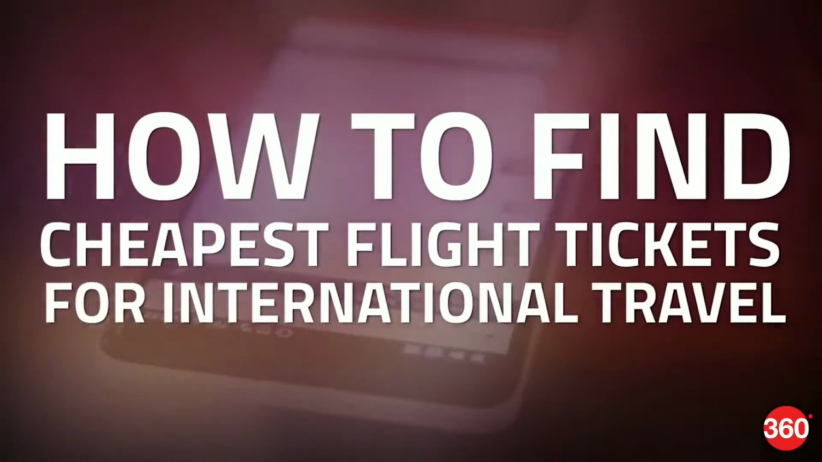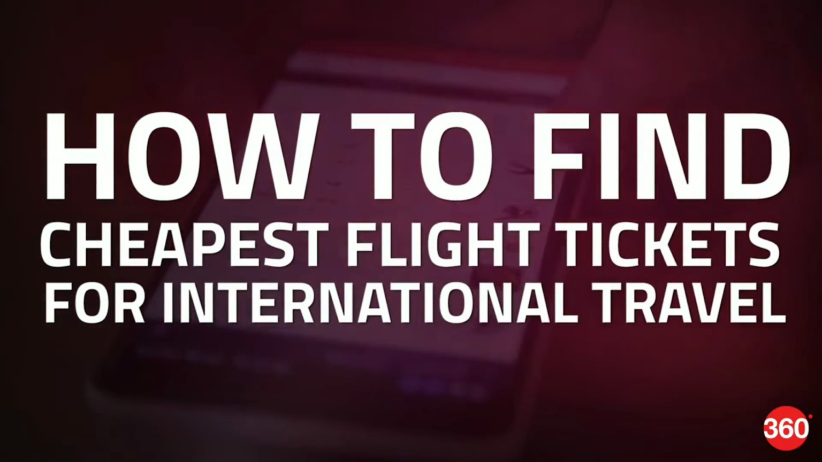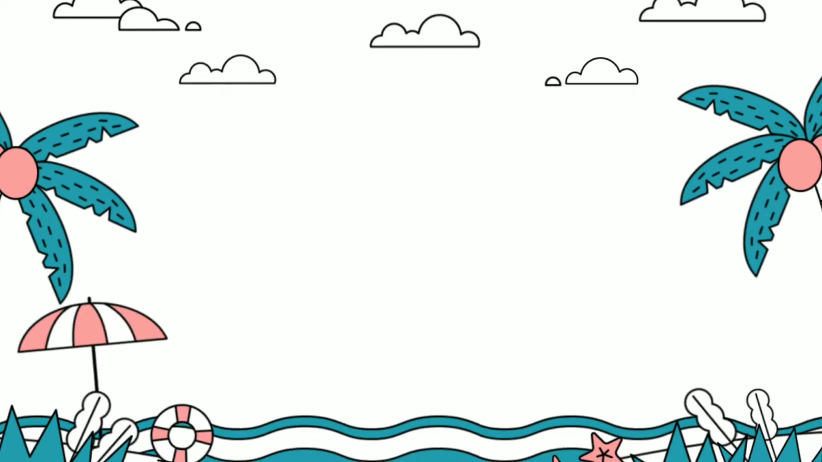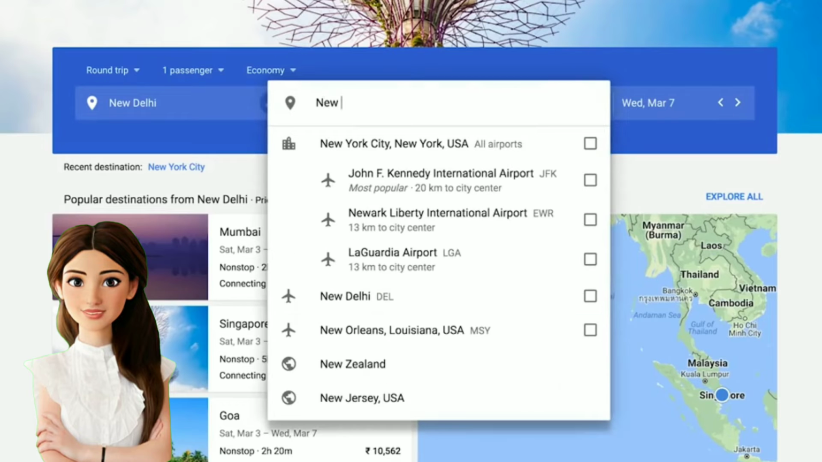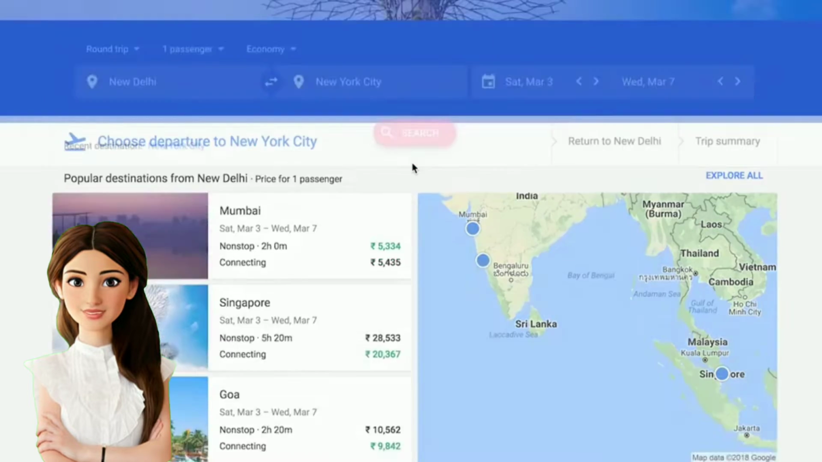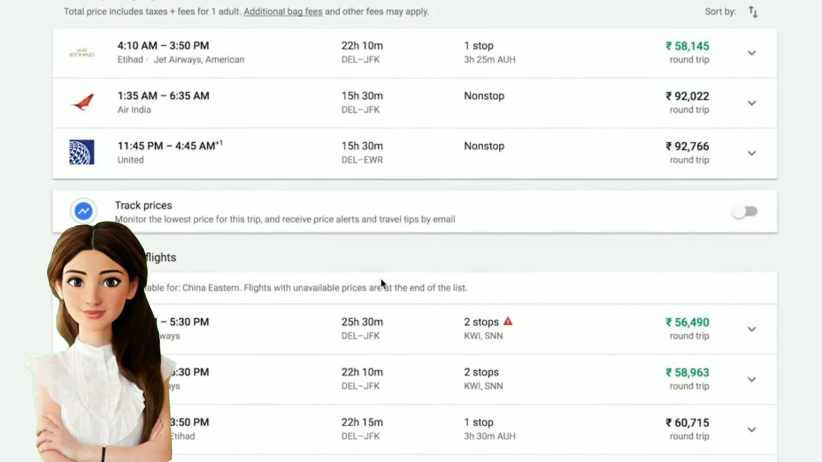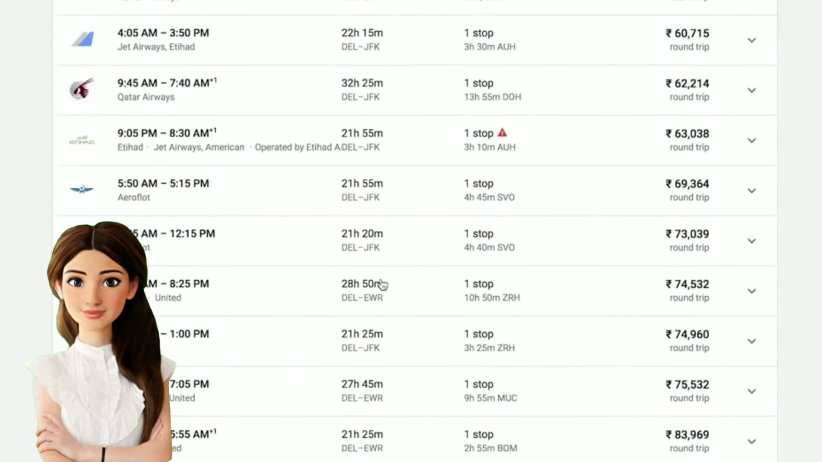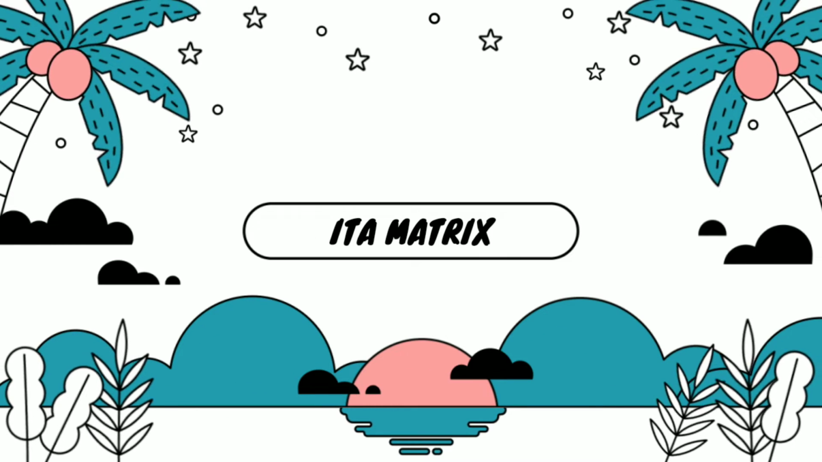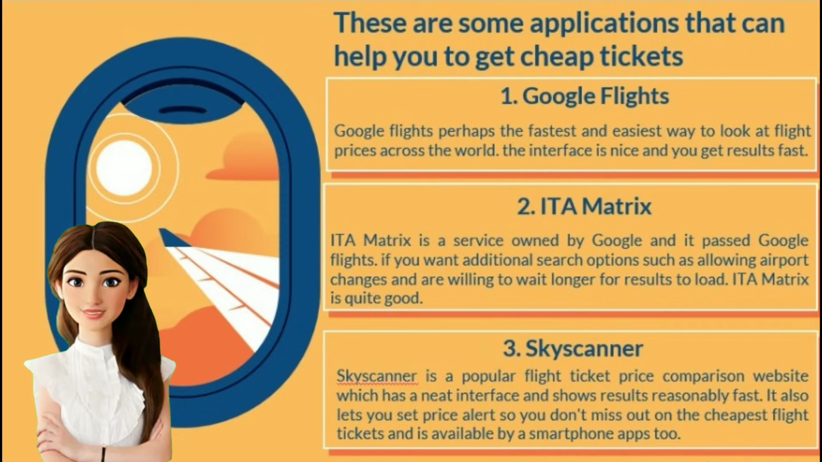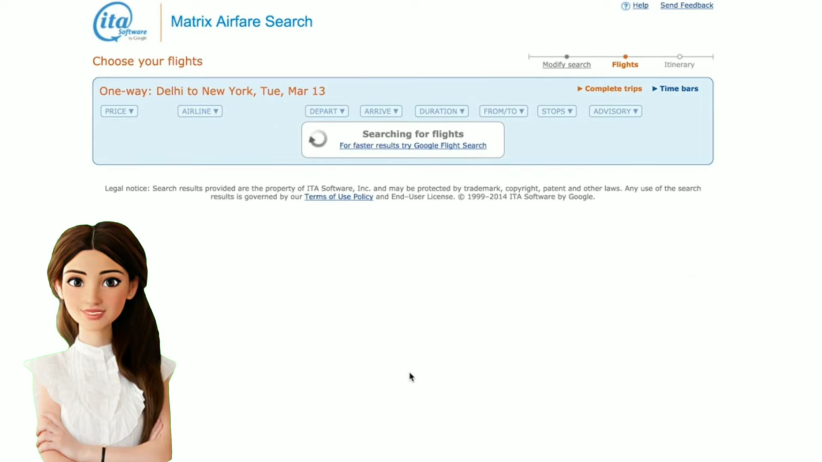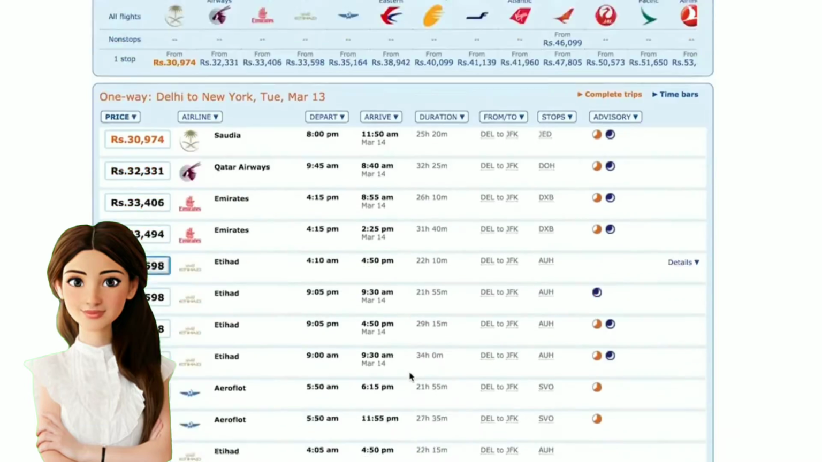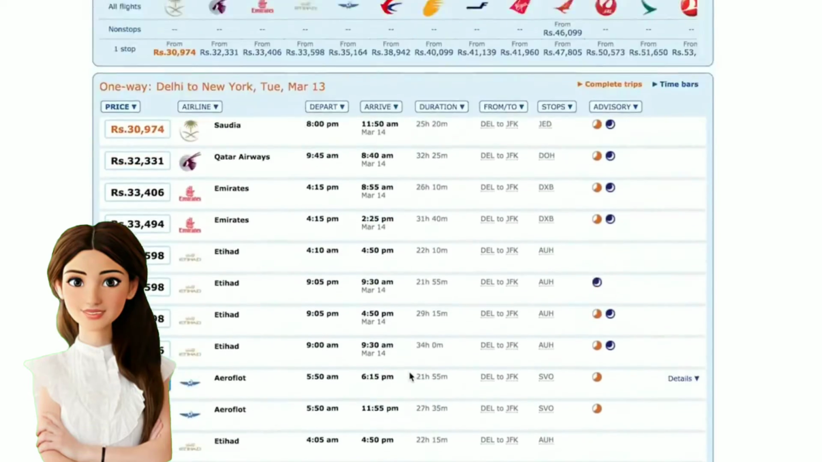Okay, now let's talk about some apps that can help you get cheap tickets. Number 1. Google Flights. Google Flights is perhaps the fastest and easiest way to look at flight prices across the world. The interface is nice and you get results fast. Number 2. ITA Matrix. ITA Matrix is a service owned by Google and it surpasses Google Flights if you want additional search options, such as allowing airport changes, and are willing to wait longer for results to load. ITA Matrix is quite good.